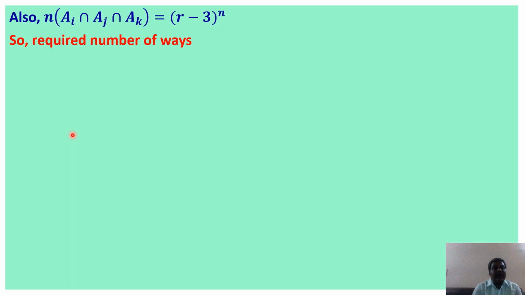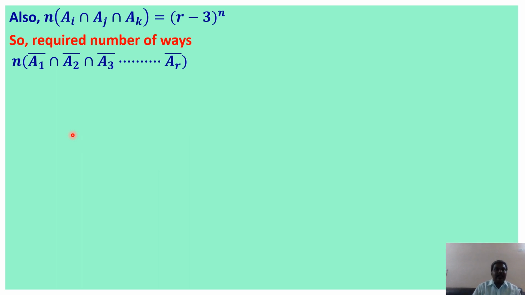So the required number of ways is n of A1 bar intersection A2 bar intersection and so on up to Ar bar. Same model. Am I correct or not? What is A1? A1 is the set of all distributions so that the first box is empty. A1 bar means the set of all distributions in which A1 is not empty. What about the remaining boxes? Whatever it may be, some may be filled, some may not be filled.